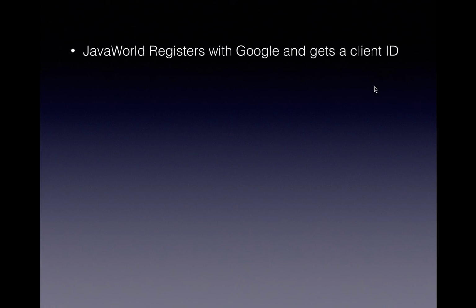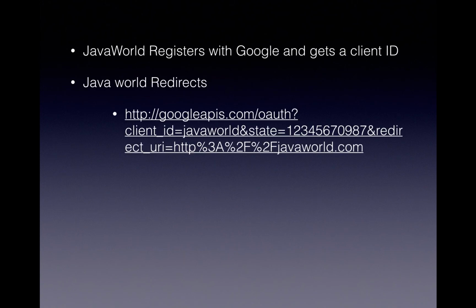And when the user accesses our application, in this case javaworld.com, it will redirect him to the Google website. So when we try to comment on an article on JavaWorld, it redirects us to a URL, something like this, and it will have a client ID in it. This client ID is what it would have got in the first step. And also, the second parameter is the state.